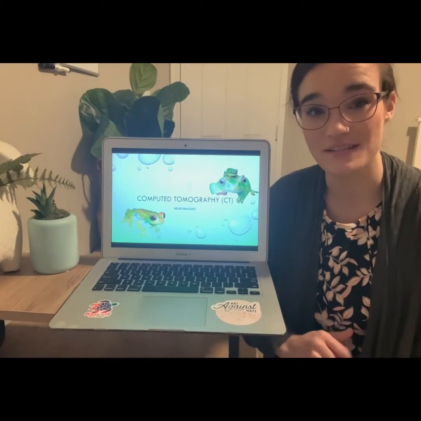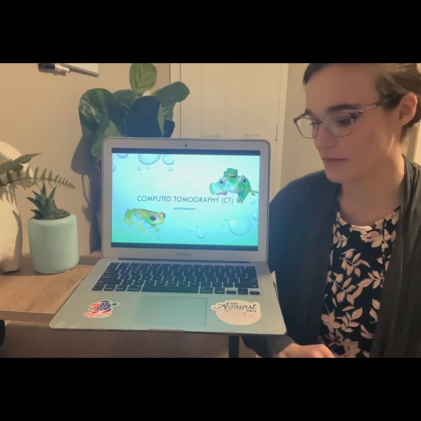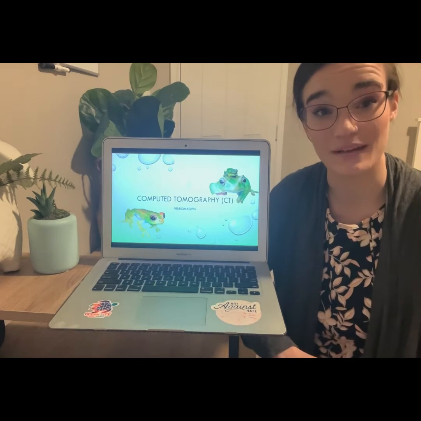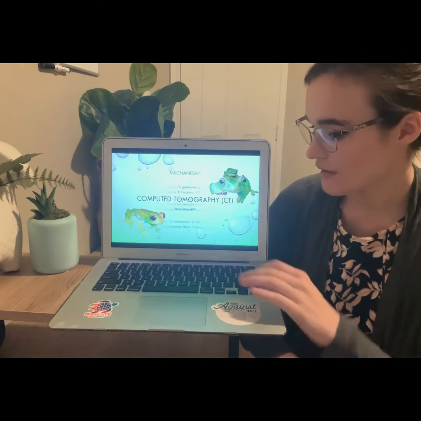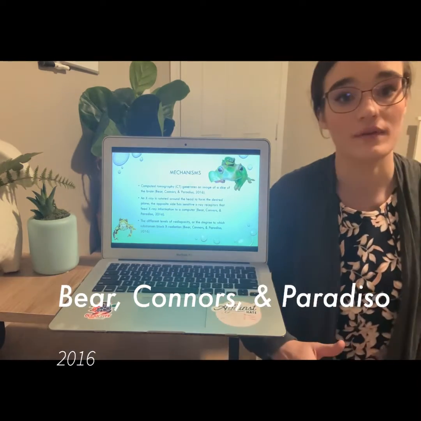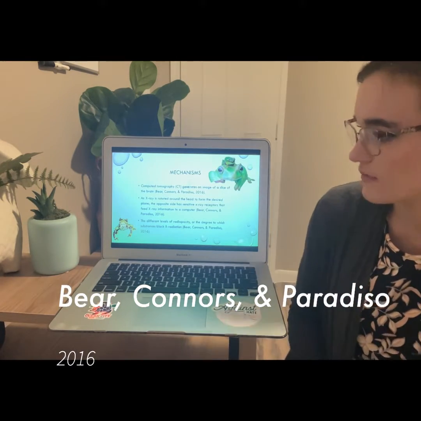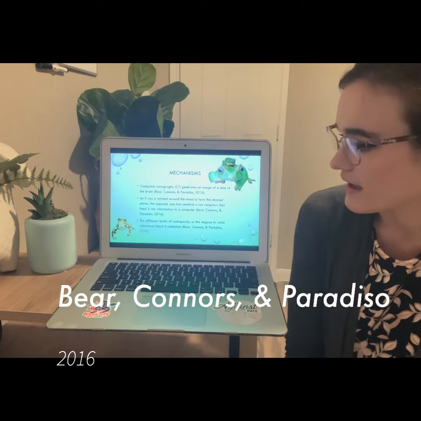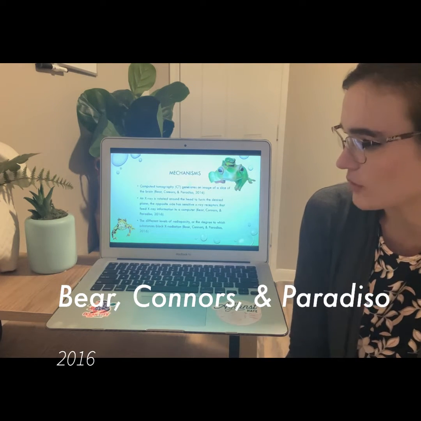We're gonna get started, so welcome to my presentation on computed tomography, accompanied by frogs. We're going to get started with the mechanisms. So computed tomography generates an image of just one slice of the brain. An X-ray is formed around the head to form the desired plane.